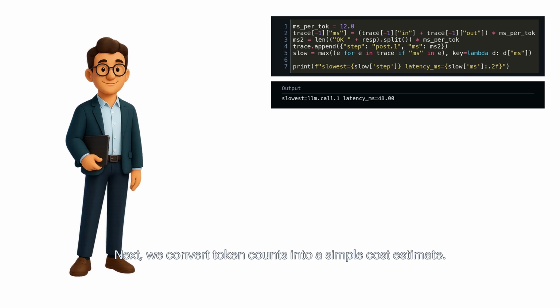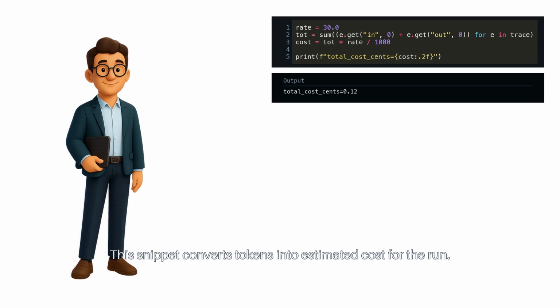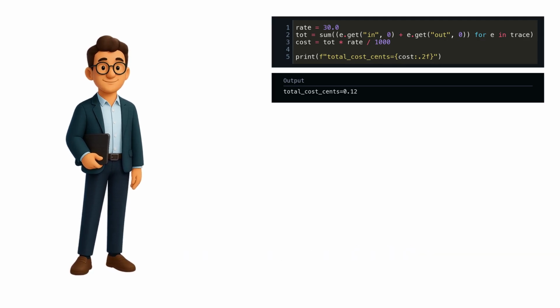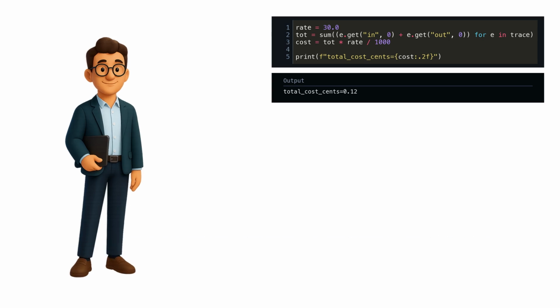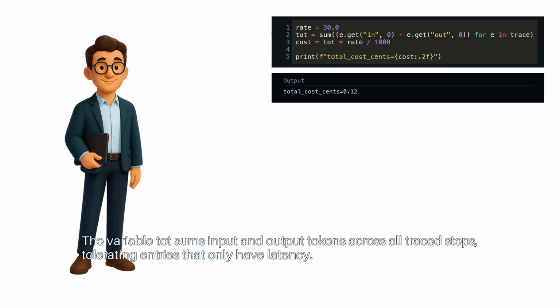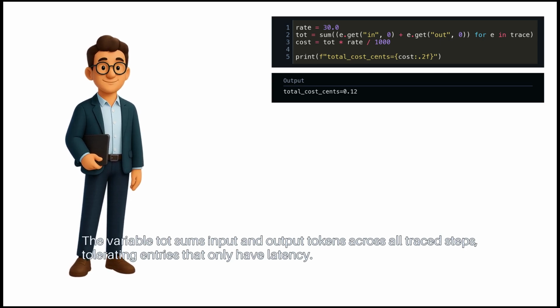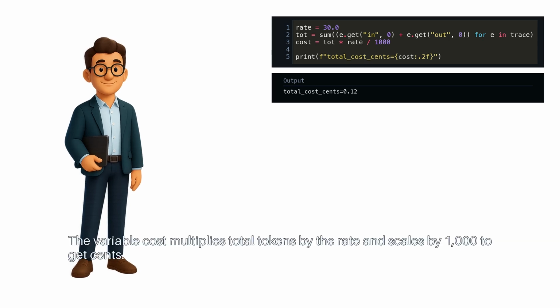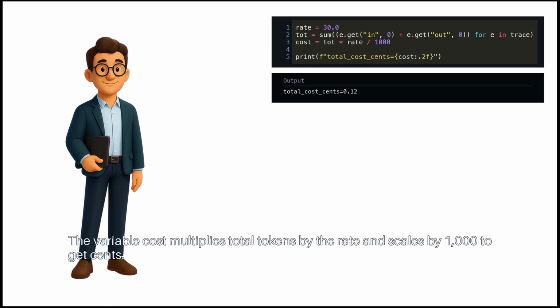Next, we convert token counts into a simple cost estimate. This snippet converts tokens into estimated cost for the run. The variable rate encodes a cents per 1K tokens price, so we can estimate spend without coupling to a vendor. The variable tot sums input and output tokens across all traced steps, tolerating entries that only have latency. The variable cost multiplies total tokens by the rate and scales by 1,000 to get cents.